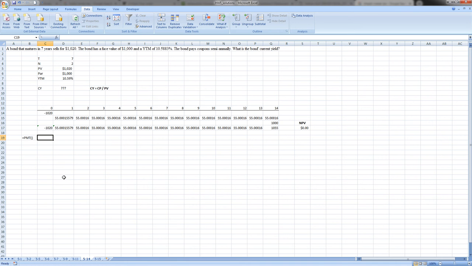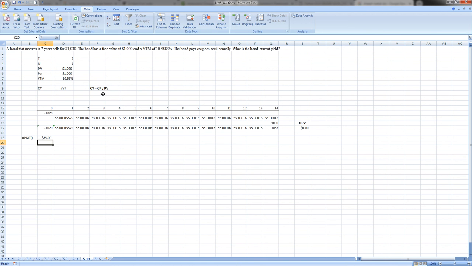You can also use the payment function. So we also see we get a payment of $55. Now that's only the first part, is finding the payment. Then to get to the current yield, we have to understand the relationship.